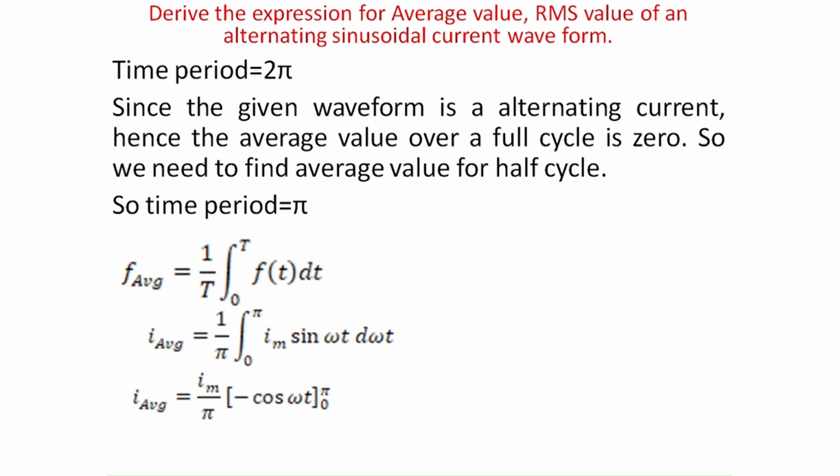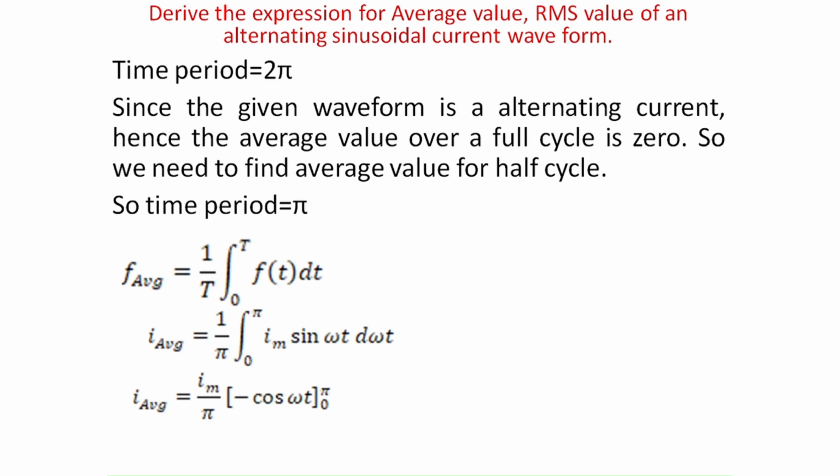So we need to find the average value of the sinusoidal current waveform over a half cycle. Therefore we consider the time period. The given waveform has a time period of 2 pi, and for a half cycle the time period is pi. i equals Im sin omega t. The formula for average value is F average equals 1 by T integral 0 to T of f of t dt.